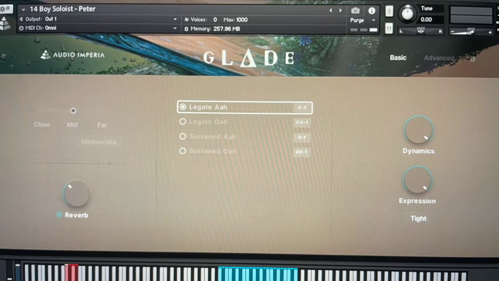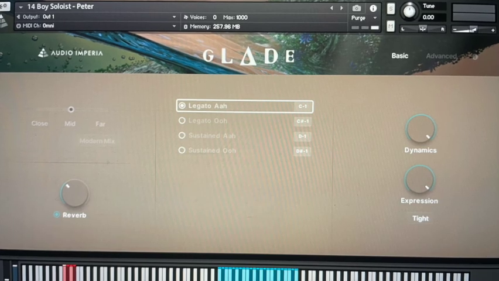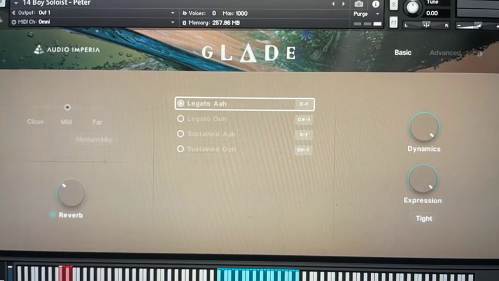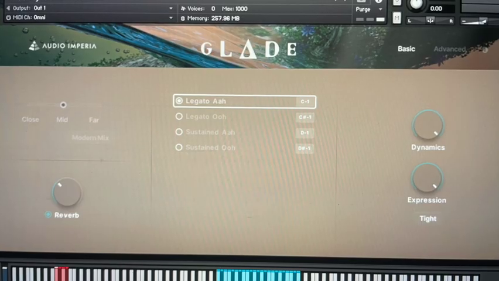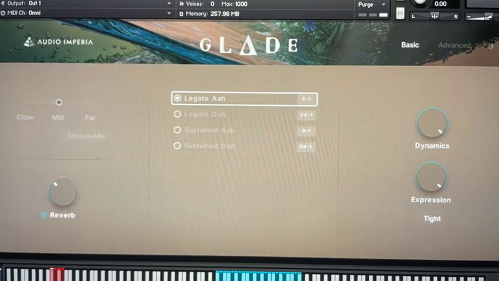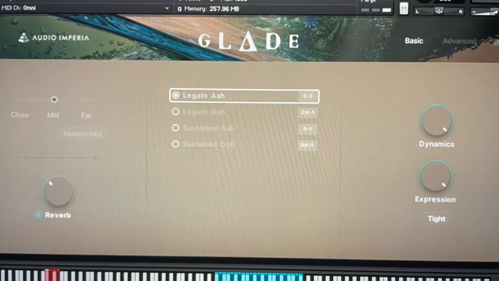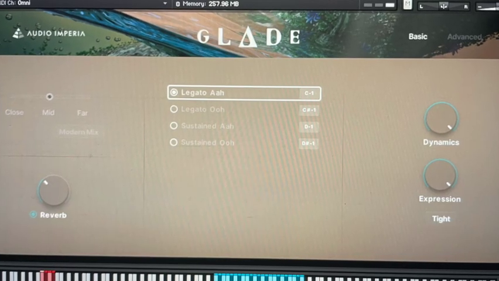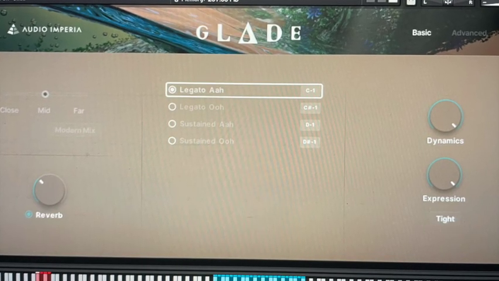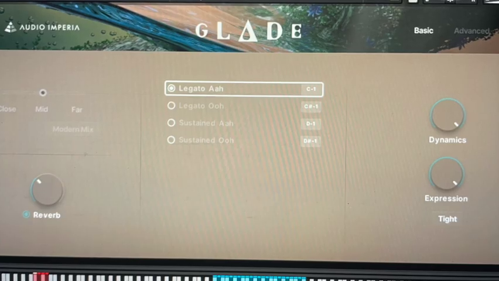Remember I told you there are two surprises. Coming to the second one. Now Audio Imperia gave us a free legato instrument swap. It's actually one instrument patch, but there are two voices: one boy vocal, they call it Peter, and another boy vocal, they call it Benedict.